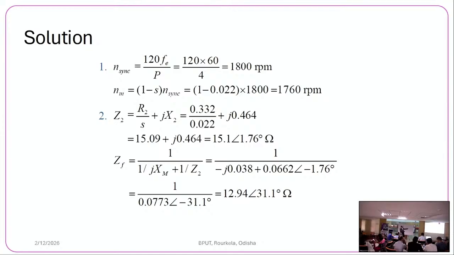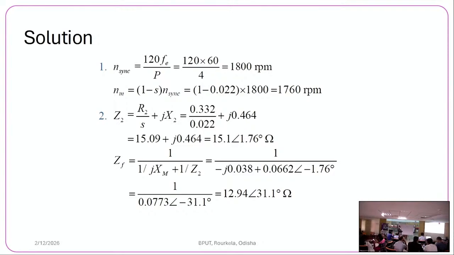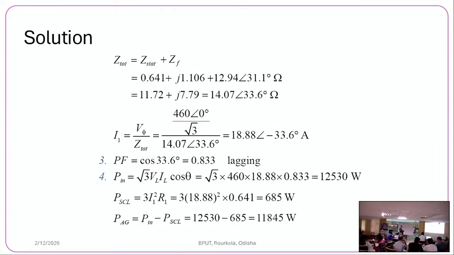Just convert. So you got synchronous speed, then mechanical speed, then Z2. That is what I was telling. You have to do the equivalent circuit analysis. Z2 is R2 by S plus jX2, with R2, the slip, and X2. So you got it like this. Then ZF you got total, that is 1 by Z2 means Z2 and XM are in parallel. Your core loss we are not considering, so core loss is separate. So we are considering Z2 and XM in parallel. So you got ZF by this equation, then total impedance is Z total plus ZF. So you got total input impedance like this.